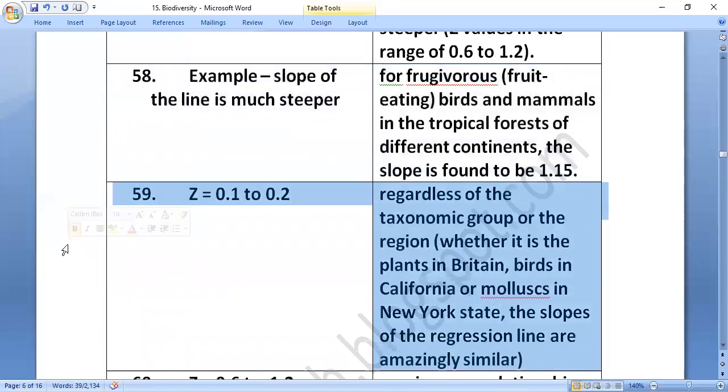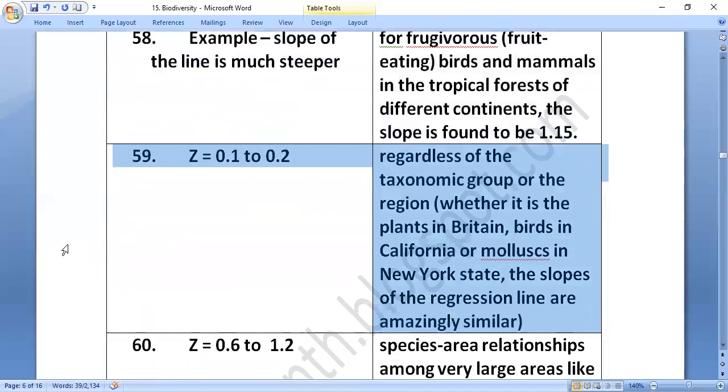Z equals 0.1 to 0.2, regardless of the taxonomic group or the region, whether it is the plants in Britain or birds in California or mollusks in New York State. The slopes of the regression lines are amazingly similar.